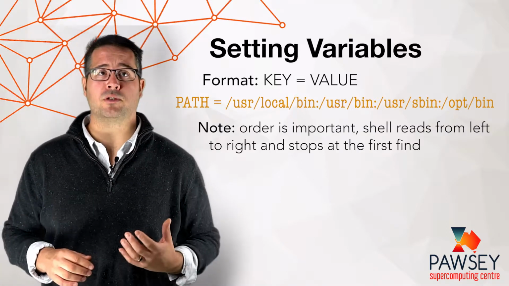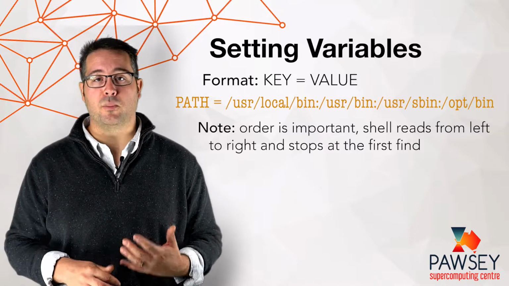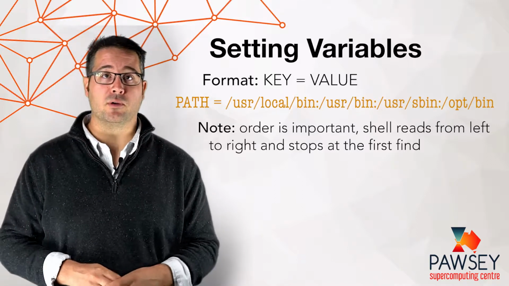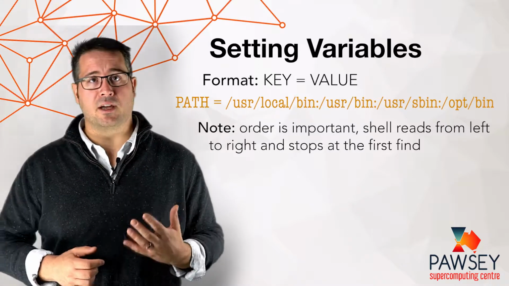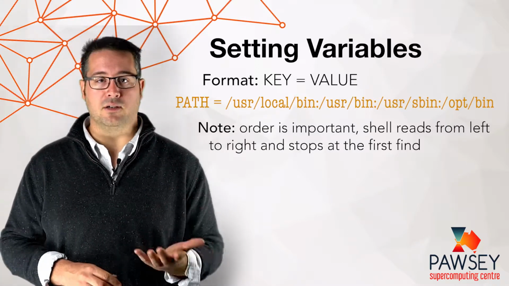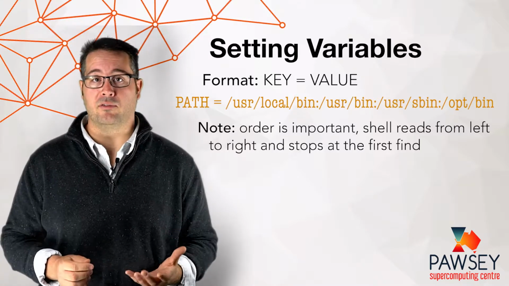You have to note that order is important. So when your shell looks at your PATH variable to find the command, it's going to read from left to right and it's going to stop at the first one. So for example, if our ls command was in /usr/local/bin, that's the only directory that your shell would look at in the PATH variable.